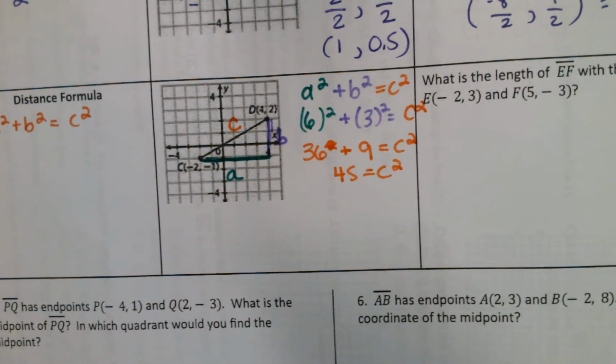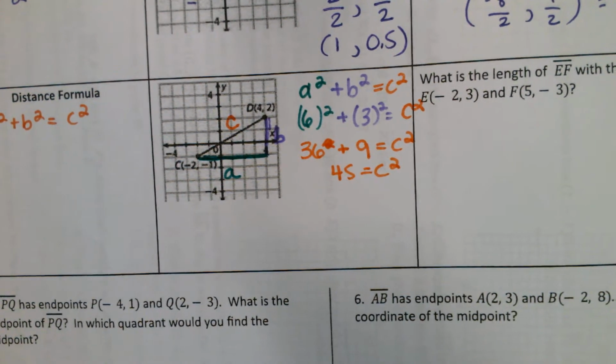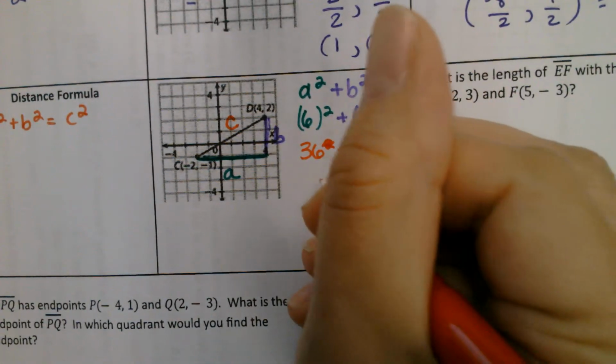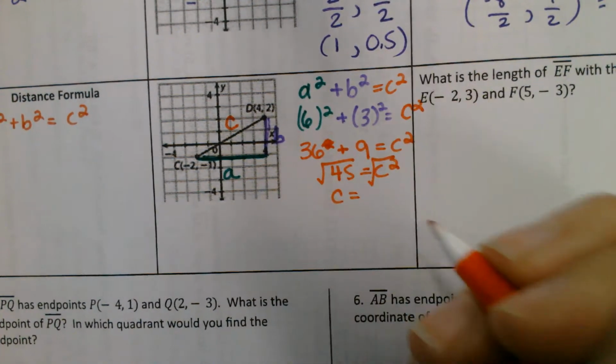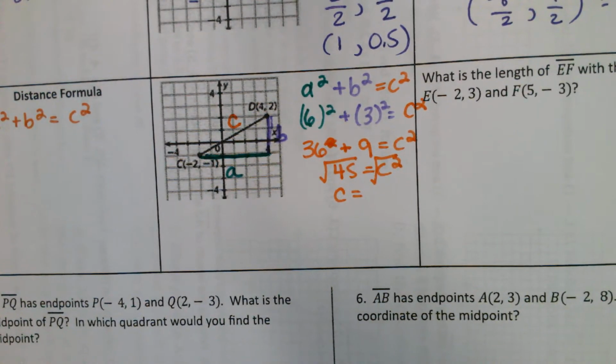And then to get rid of the square, we do the opposite. We take the square root. And this is where we're going to decimalize it, because whenever we're talking about length, we like to have it as a decimal. So on my calculator, I'm going to hit second square root and then 45.